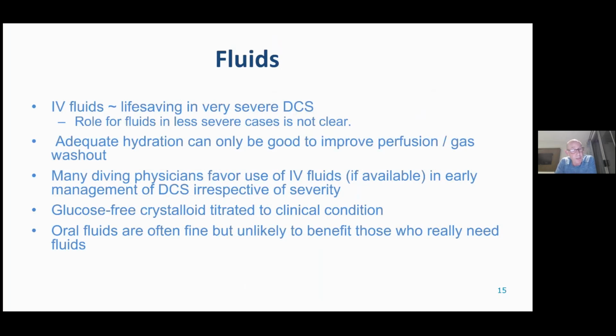We advise glucose-free crystalloid titrated to the clinical condition. So glucose-free because glucose isn't good for your neurological system. And oral fluids are fine, provided the diver is conscious and not deteriorating, but the truth is they're unlikely to benefit those who really need fluids, the shocked, very serious cases.